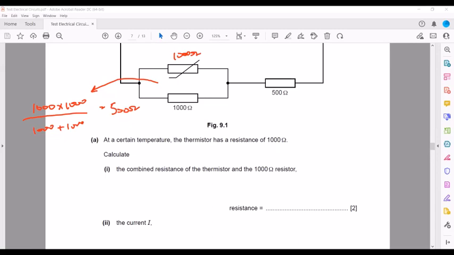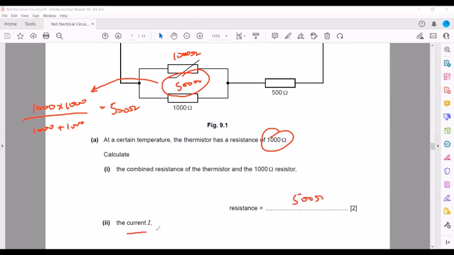And now this 500 ohm is connected. We need the combined resistance at a certain temperature. The thermistor is 1000 ohm, so we use product divided by sum. So this part is equal to 500. The combined resistance of this whole part is 500 ohms.